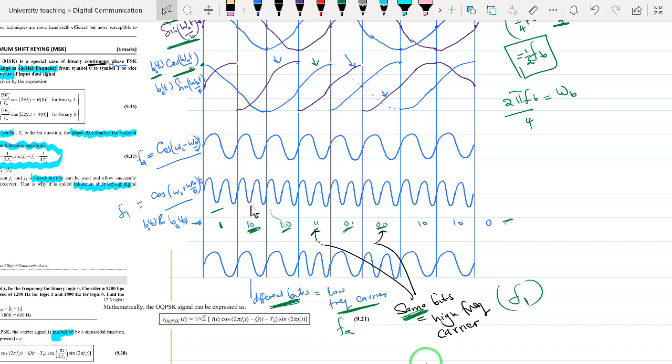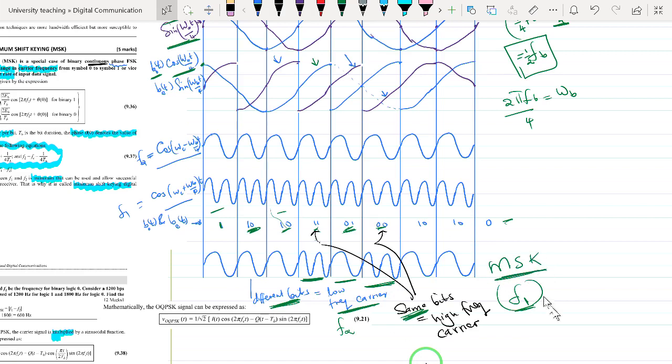Similarly, this 1 0 is a low frequency component, since 1 0 is different, but now we have 1 1. We transmit the high frequency component, which is F1. 0 1 is different, so low frequency. 0 0 again is the same, so we select the high frequency component. So that is how we are able to generate our MSK signal.